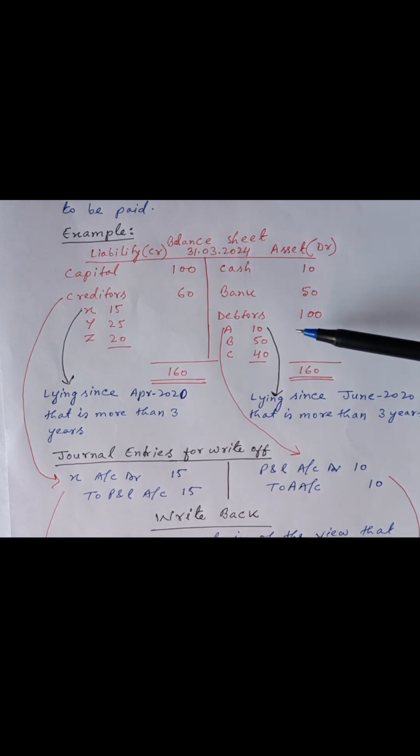Now in case of debtors, management thinks that this debtor is not going to be realized in future. This debtor is not going to pay us, so management has decided to write this off. This debtor is an asset, in future we are not going to get the payment, and it is a kind of loss to us. So P&L account has been debited and A account has been credited.